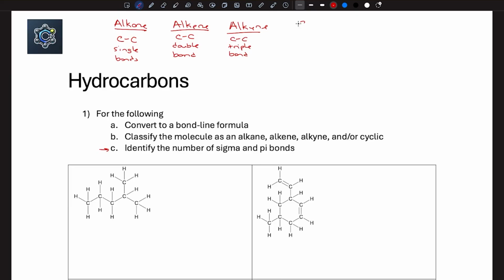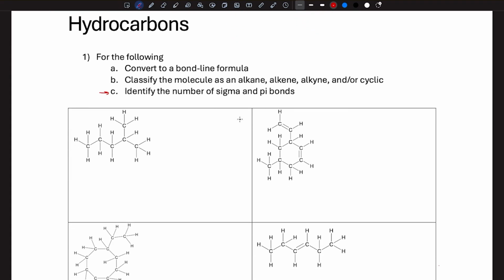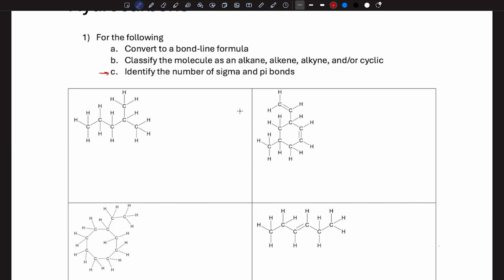When we have a cyclic hydrocarbon, it's kind of in the name: it becomes a cycle, or we can call it a ring. As we go through these problems, we'll definitely see some cyclic molecules. The first part is converting to a bond line structure, and remember, we only care about our carbons, not our hydrogens.